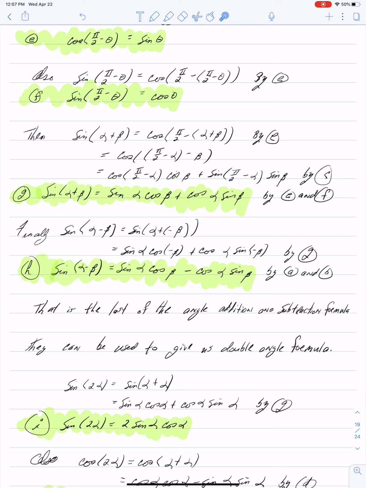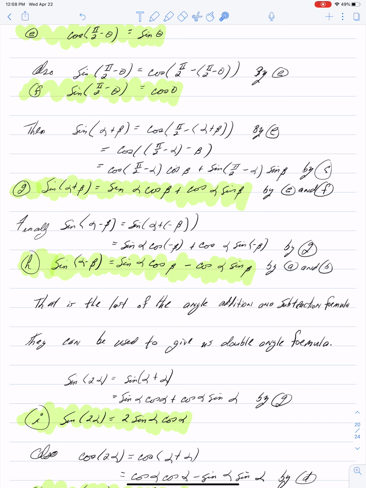But now I can use the angle subtraction formula for the cosine. The cosine of this angle subtract this angle is what? Cosine of the first, pi halves minus alpha, times cosine of the second, plus sine of the first, pi halves minus alpha, sine of the second, right? And that's by the angle subtraction formula for the cosine, which was letter C.